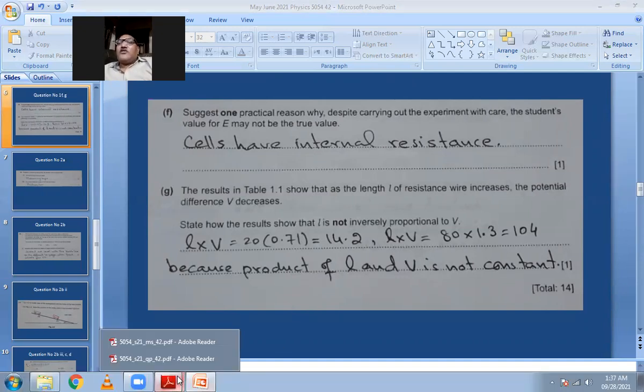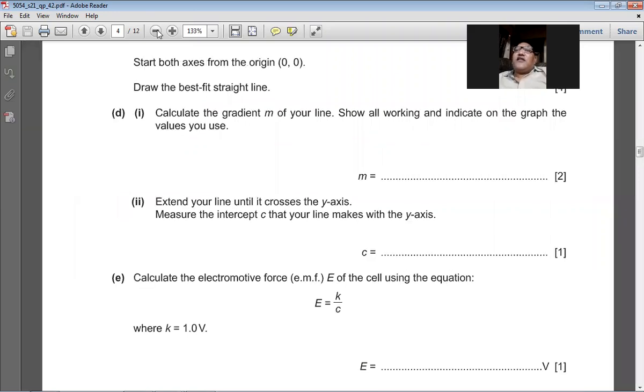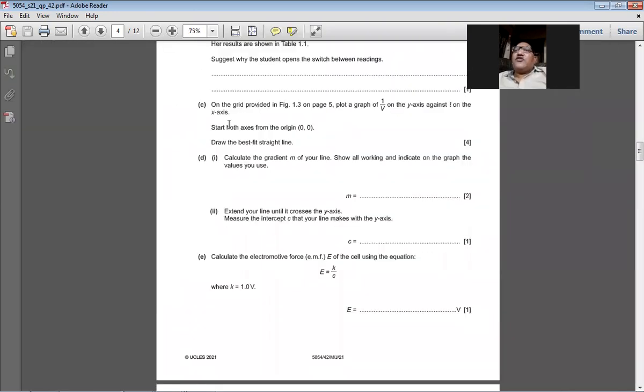Hopefully you have understood, and I have told you what mistake I made here. I have not used the value of V, I put the value of 1 by V. You were supposed to put the value of V. I showed you on the calculator how this is done. So hopefully you have understood. Let's go back to the question. So that was the question. Let me reduce the size so you can see the whole question.